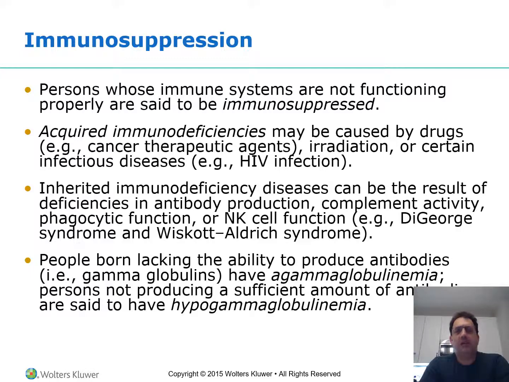There are a handful of inherited immunodeficiency diseases that can be basically due to flawed antibody production or to complement activity or phagocytosis. We do talk about a few of these again in the internal medicine class. And then people can be born lacking the ability to produce antibodies in general. This would be agammaglobulinemia or hypogammaglobulinemia.